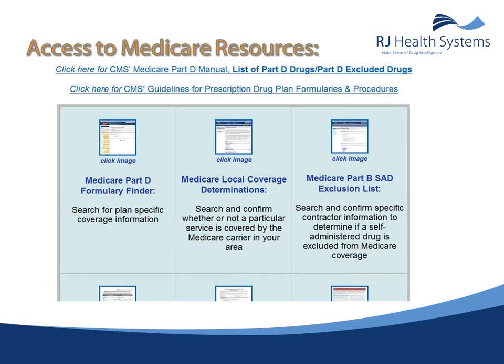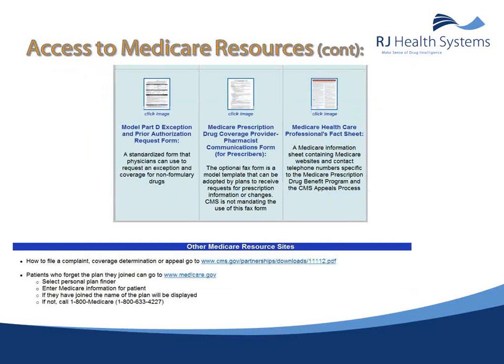As you scroll down on the page, you'll also see links to various Medicare resources. As we mentioned, the formulary finder can be found under the Part B box. The local coverage determinations, again, link you directly over to the CMS website, as well as a listing of the Part B excluded drugs. So these are the self-administered drugs. Additionally, there's the prior authorization form, drug coverage provider communications between the provider and the pharmacist, and then also health fact sheets. Finally, there are direct links for patients who forgot to join Medicare and other information at the bottom.